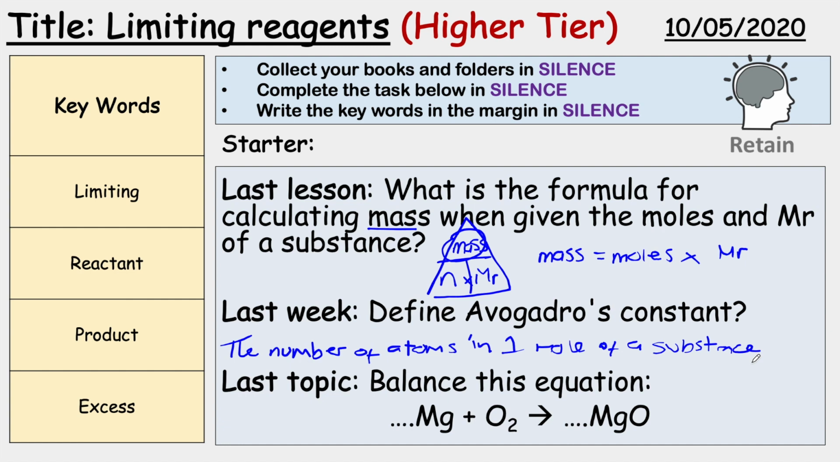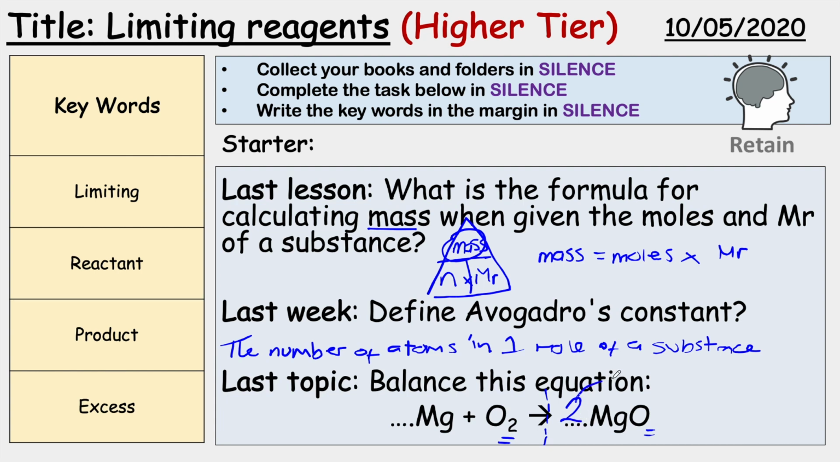Now the last question says balance this equation. To do that, put a dashed line to separate the left hand side from the right, and then start to count up the number of atoms of each element on the left and each element on the right. So we've got 1 magnesium and 1 magnesium. So far they are balanced. We've got 2 oxygens on the left, but only 1 on the right. So to make sure we have 2 on the right, we need to put a big 2 there.